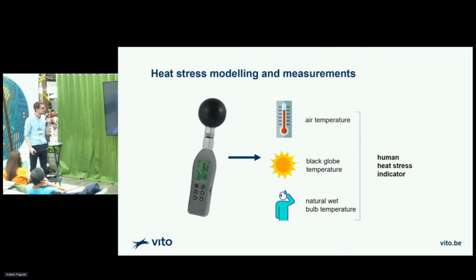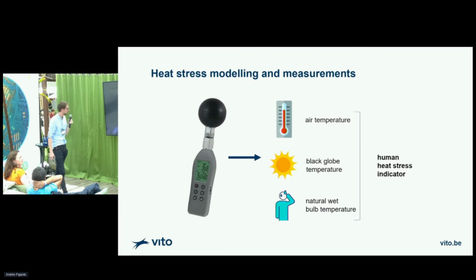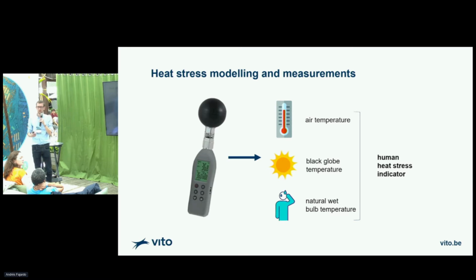Okay, now these instruments that were standing here in front of us. We have had already some talks by Nick and Knox about it. It's a wet bulb globe thermometer, and it measures actually the heat stress that the human experiences when being at that location. It takes into account three measures: air temperature, the black globe temperature, and natural wet bulb temperature.